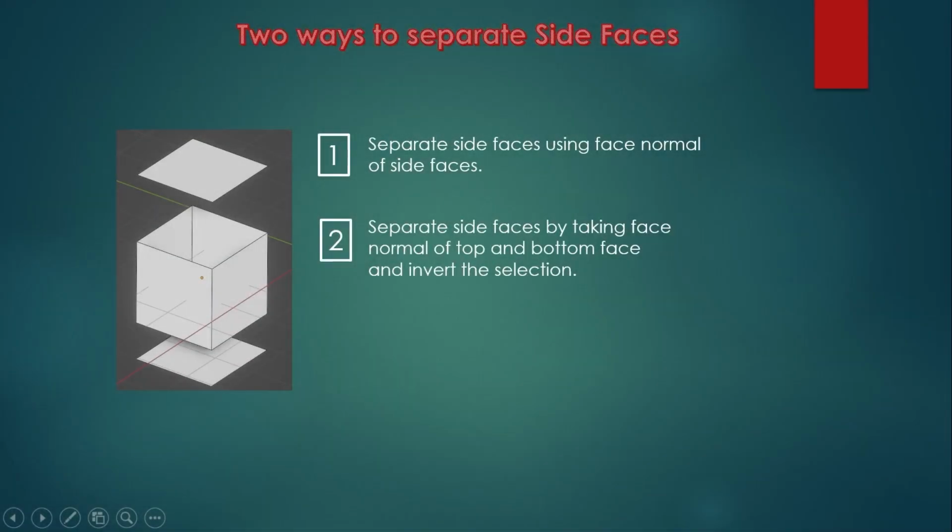There are two ways to separate side faces. The first way is to separate side faces using the face normal of the side faces, and the second way is to separate side faces by taking the face normal of the top and bottom faces and inverting the selection, which means we will have all the faces except the top and bottom faces.